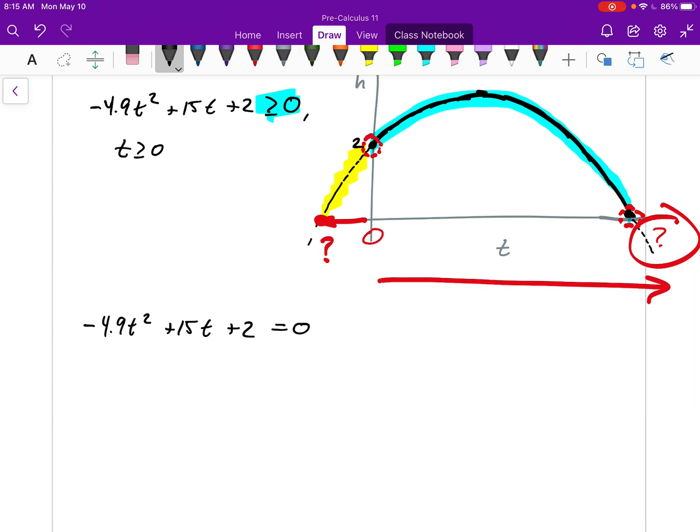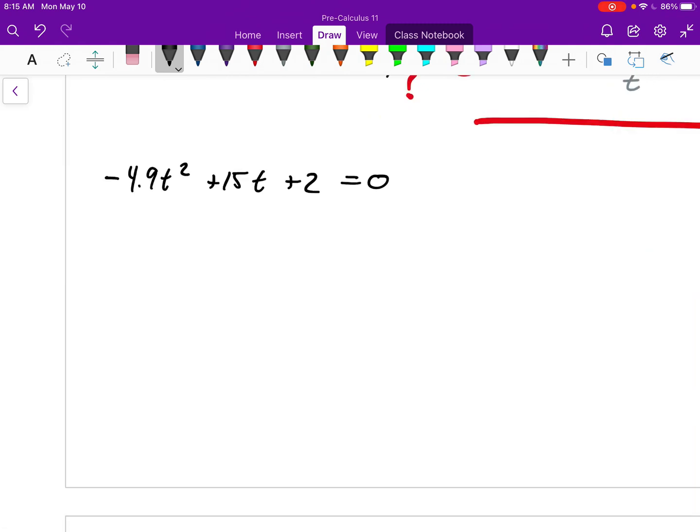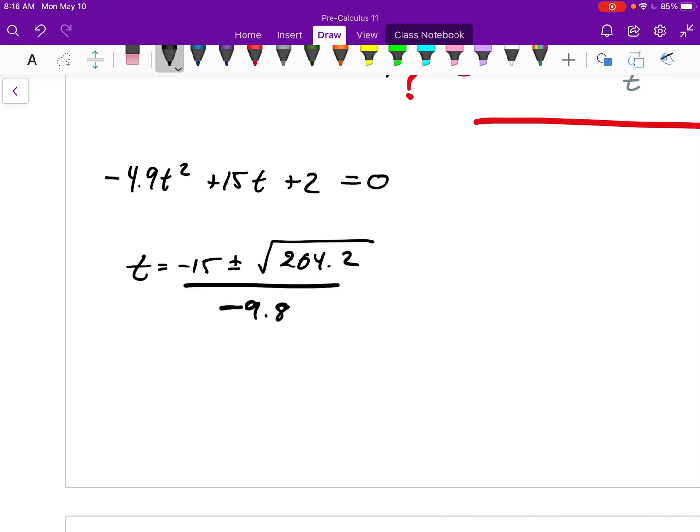Well, to figure this out, if I can factor it, it sure isn't obvious, so I would use the quadratic formula. We can use it anytime we have a quadratic equation that's equal to 0, which conveniently enough, this is. So I know t will equal, using the quadratic formula, minus 15 plus or minus the square root of, and if you just do the calculations, you should get 264.2. Again, that is b squared minus 4ac, all over negative 9.8. And if I perform those calculations, plus minus of these, I get negative 0.13 and 3.19 approximately.